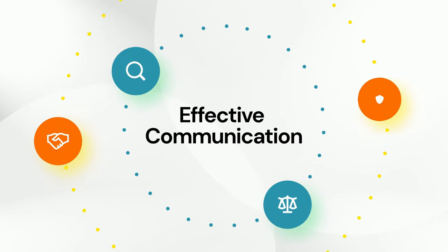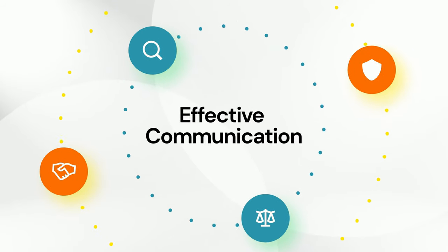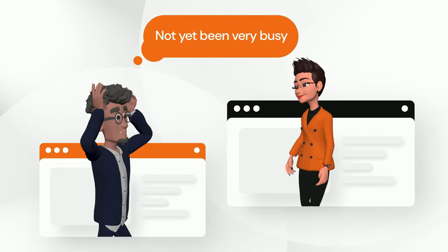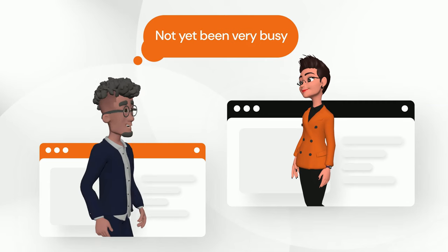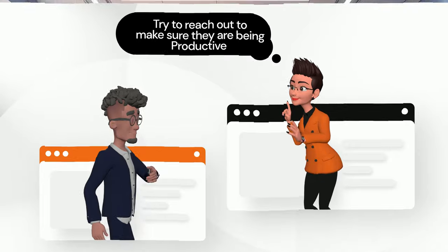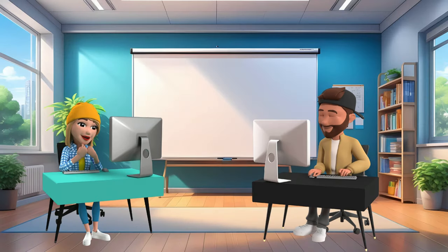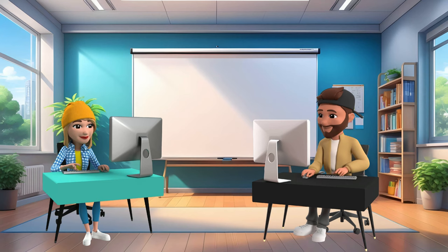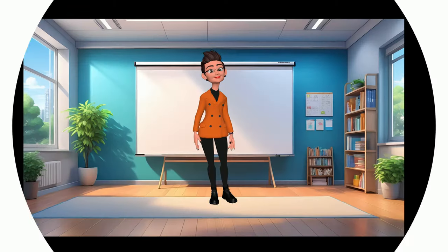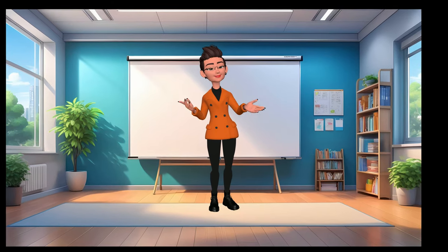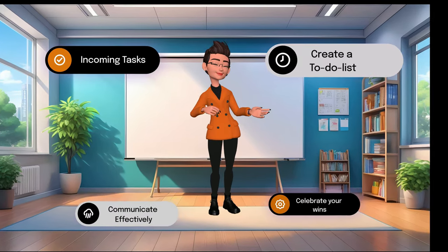Effective communication is key. Clear and concise communication can save time and prevent misunderstandings. Have you checked on the team about the project they are working on? Not yet. I have been very busy. Try to reach out to make sure they are being productive. Lastly, keep your workspace organized. A clutter-free environment can reduce distractions and help you focus better. Implement these tips and watch your productivity soar. Remember, a productive day is a rewarding day.